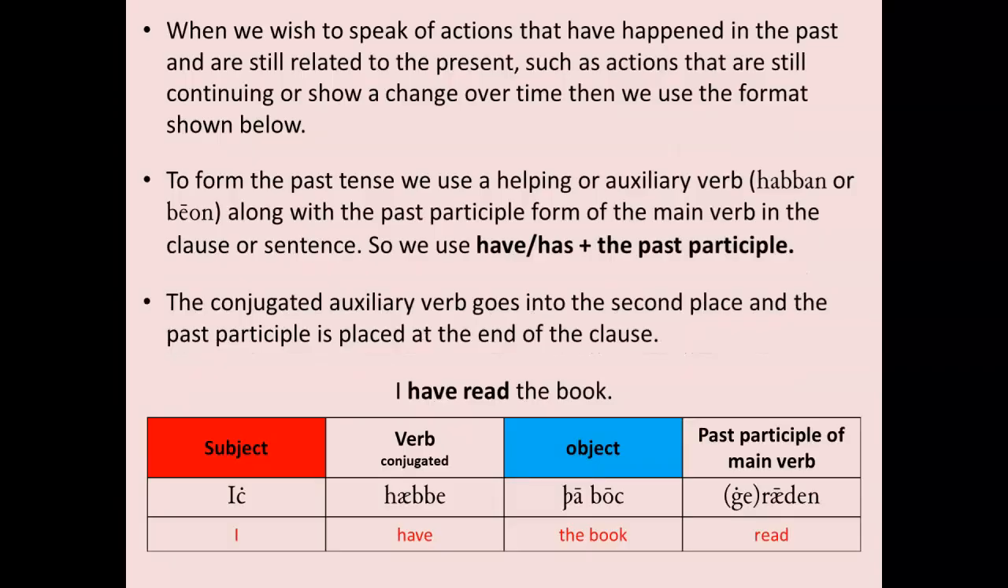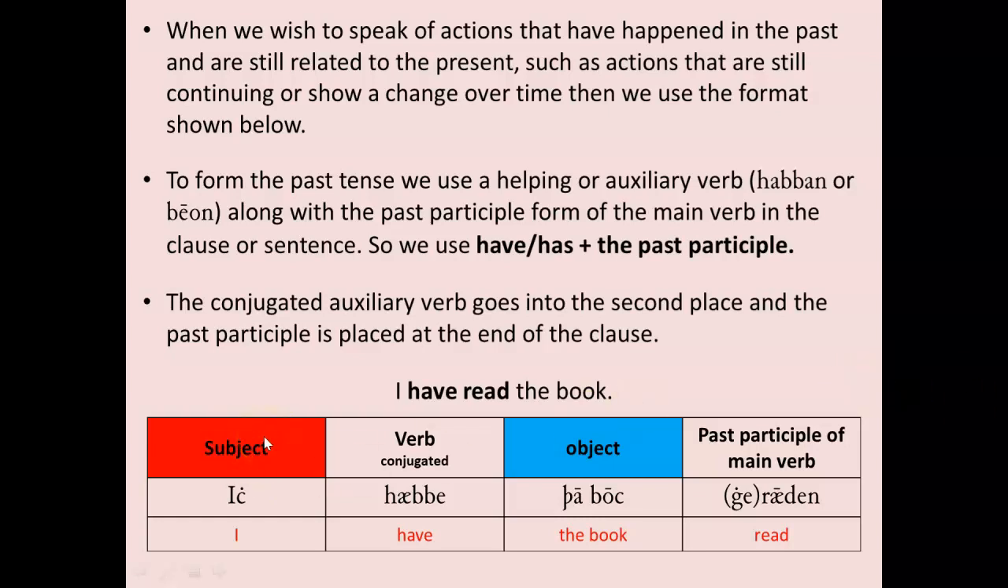Looking back to the second video in this series, on speaking and writing Old English, we covered the format of sentences and clauses. A clause can stand as a sentence in its own right. We looked at the format with the verb in second place, and then second and third verbs going to the end. And then we looked at what happens when we're talking about the past. We wish to speak of actions that have happened in the past and are still related to the present, such as actions that are still continuing or show a change over time. And then we use this format below.